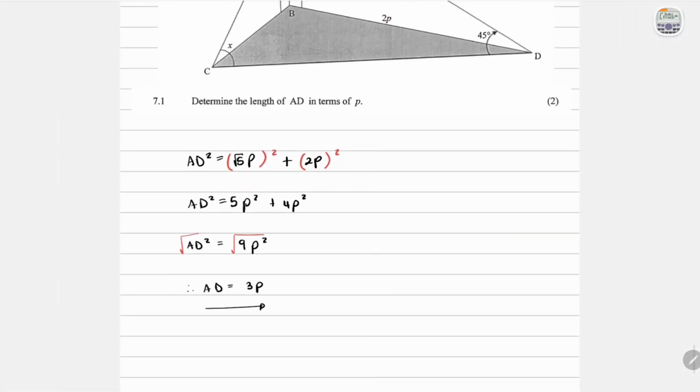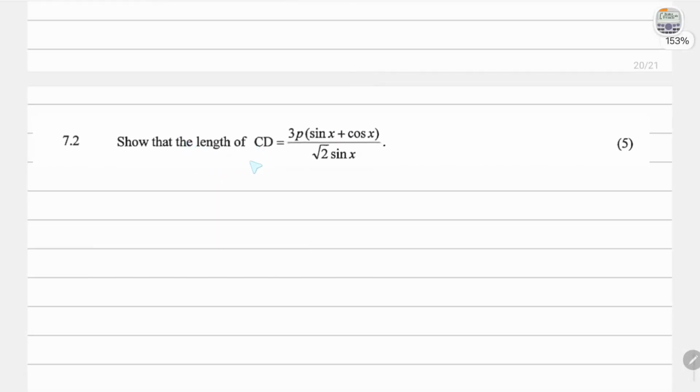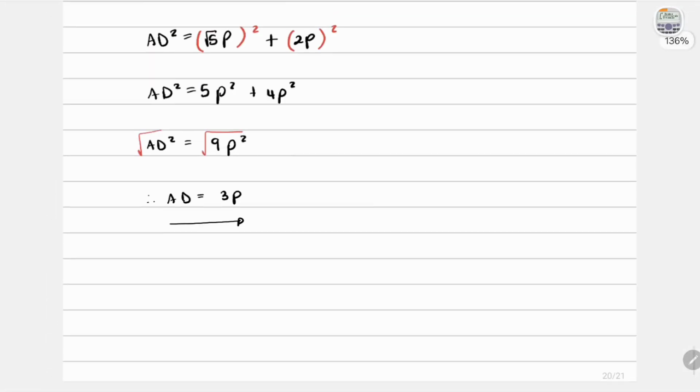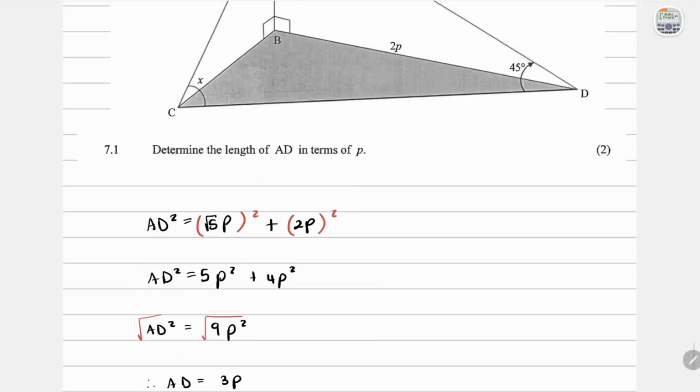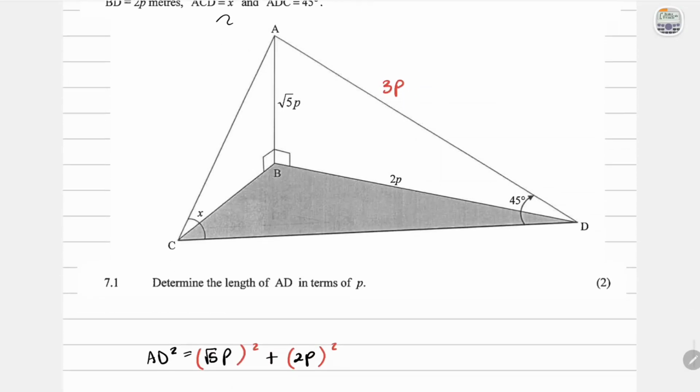Moving on to the next question. Question 7.2 says, show that the length of CD is this. Notice that there are only x's in here, but we'll see how we can come about that. Remember that we just found AD, so we should put that down. That would probably be helpful. So that's 3p, and they want us to find CD. Now, CD is over here. How can we find this length?